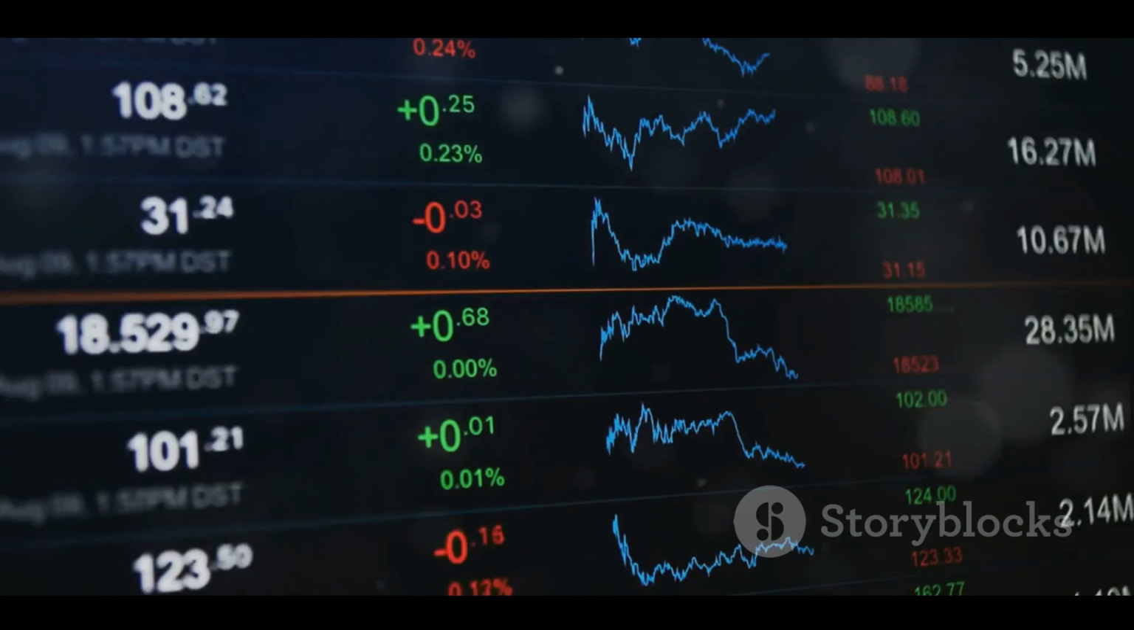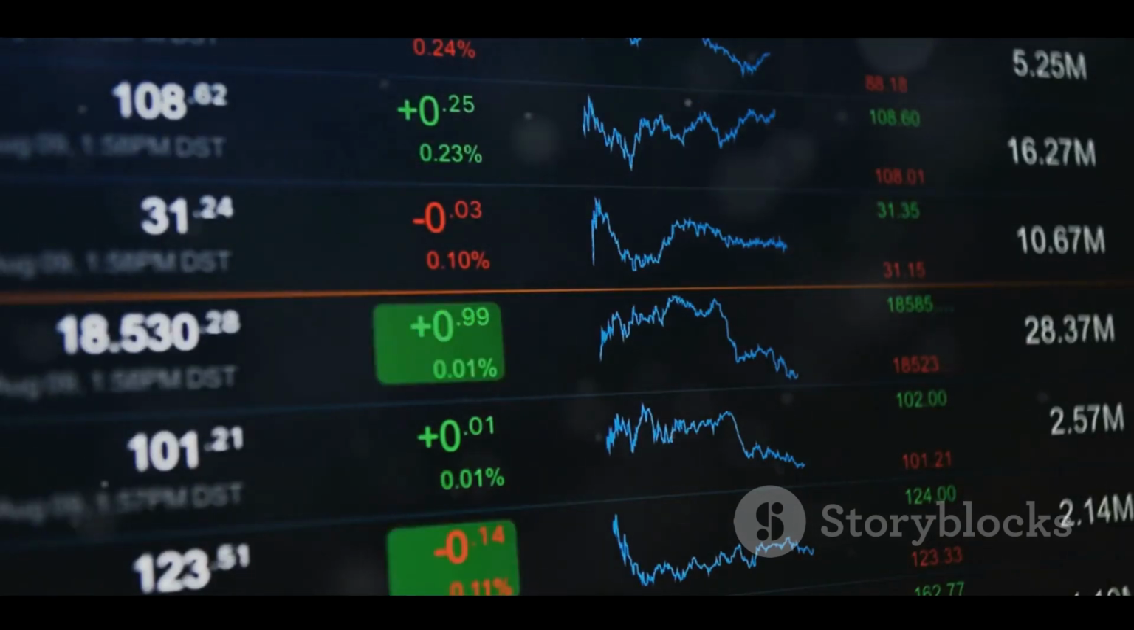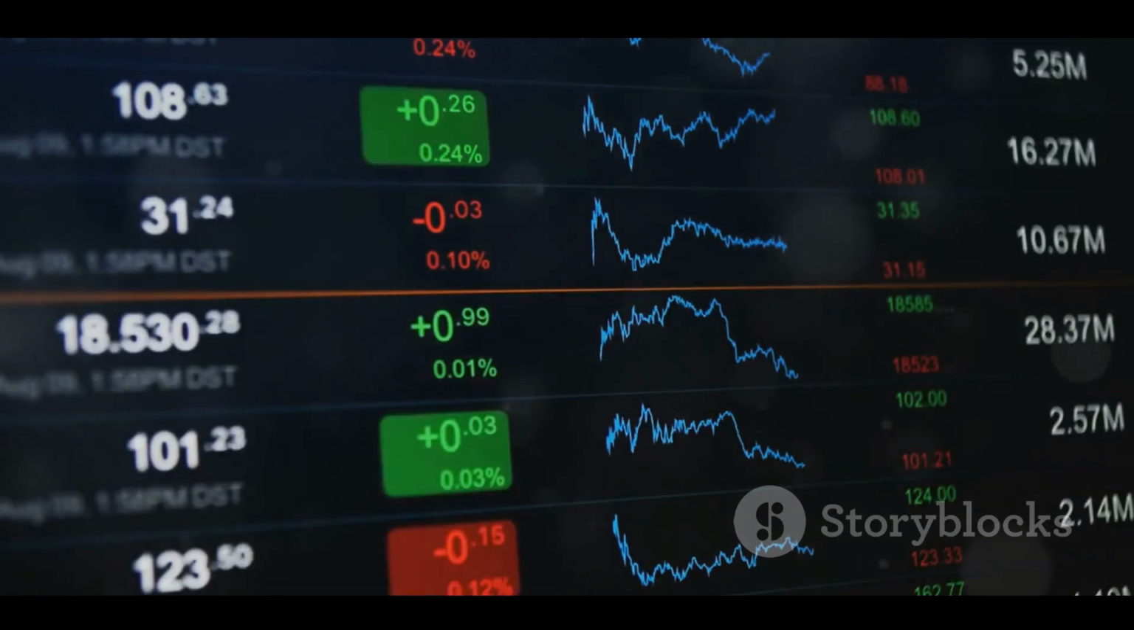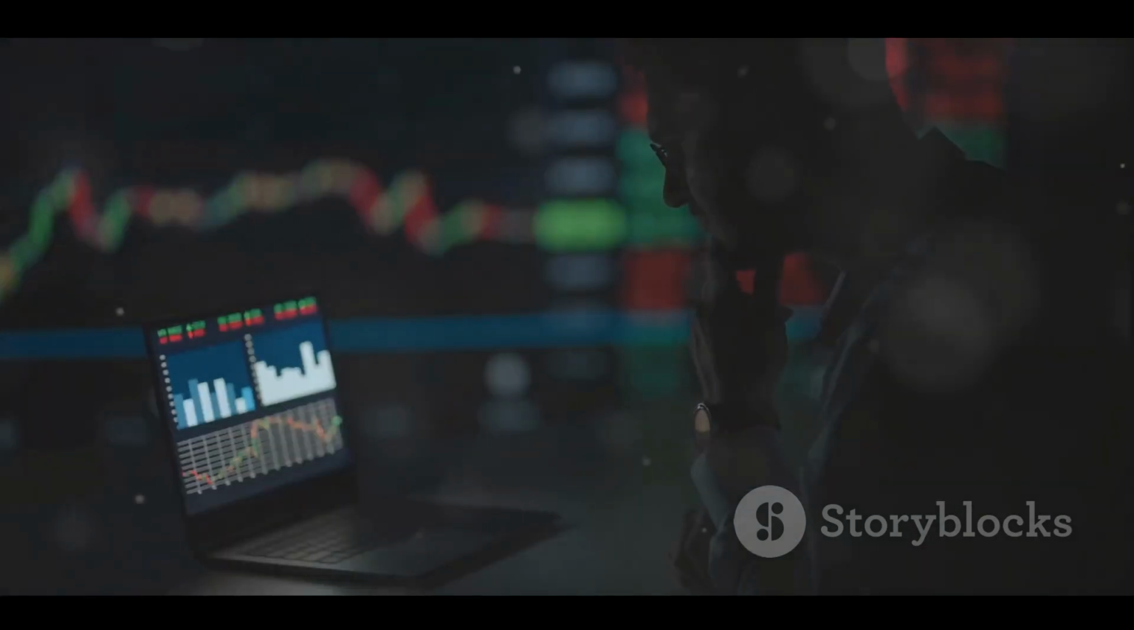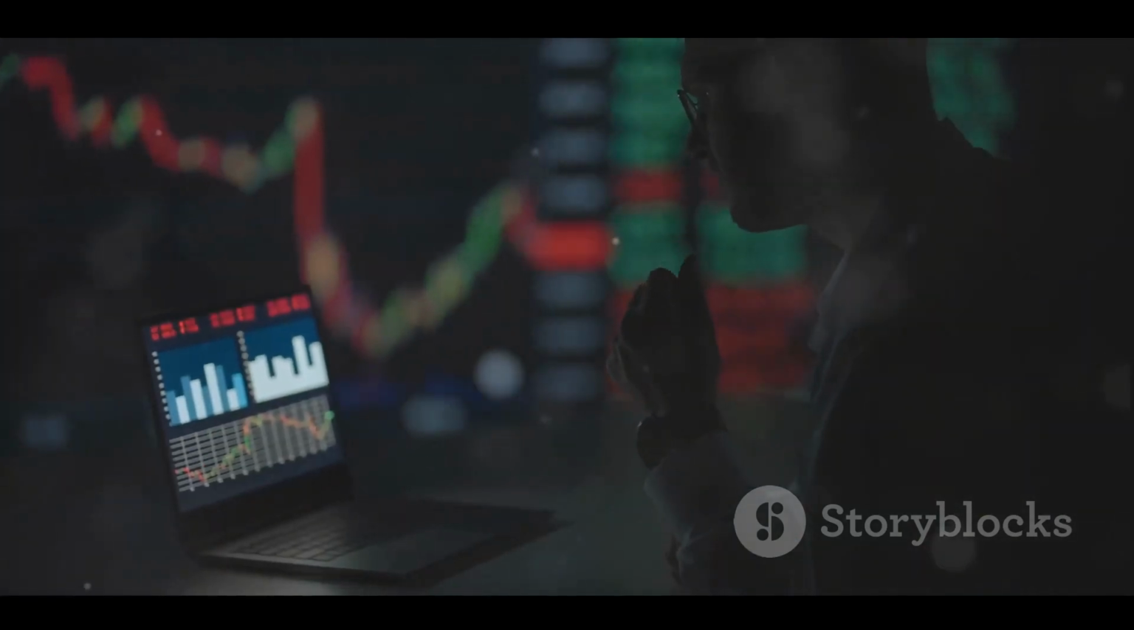And there you have it. The basics of reading stock charts, a key tool in your investment toolkit. Remember, practice makes perfect. So, go on, take a look at some charts and see what they're telling you.